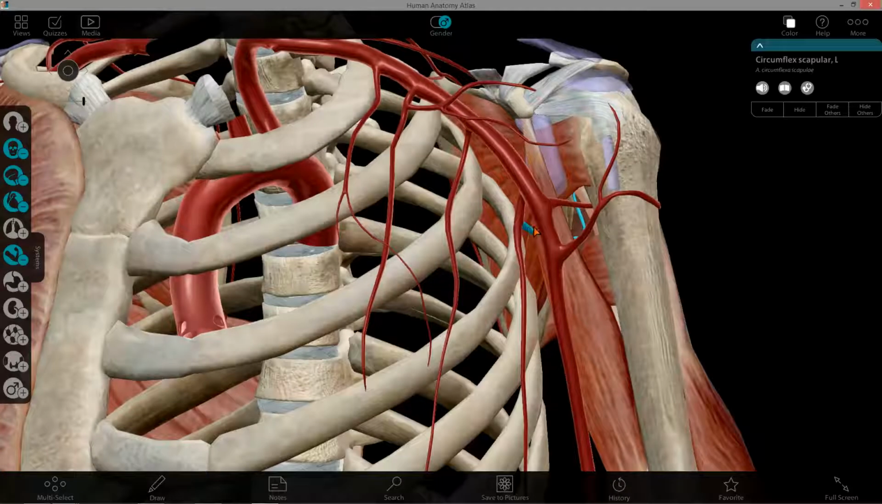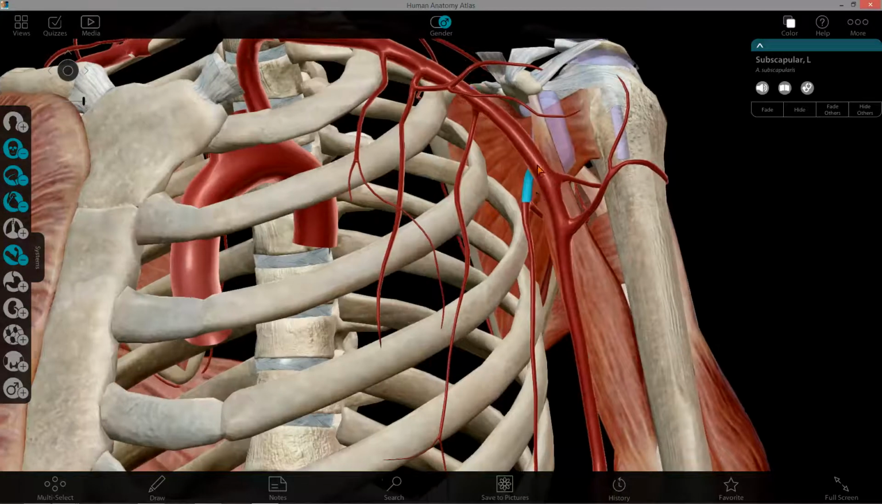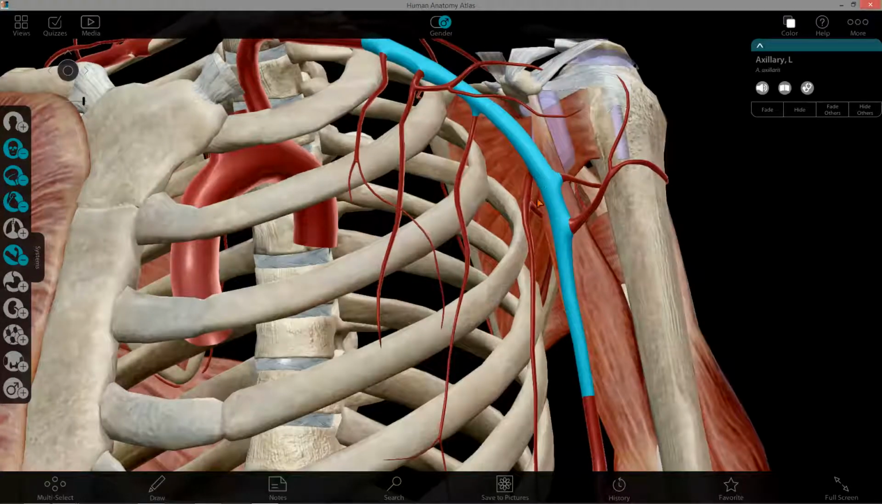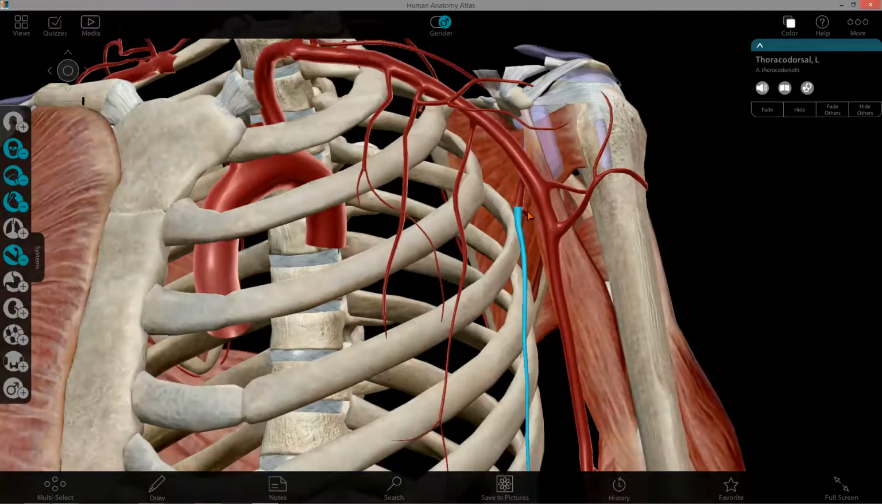So we have the circumflex scapular, one of the branches of the subscapular, which is one of the branches of the third portion of the axillary artery. The second branch is the thoracodorsal artery. Okay? Now, the next two branches of the third segment that we're concerned with are the posterior circumflex humeral and the anterior circumflex humeral. Now, the posterior circumflex humeral is of particular interest because it's at risk of being damaged in the event of damage to the surgical neck of the humerus.